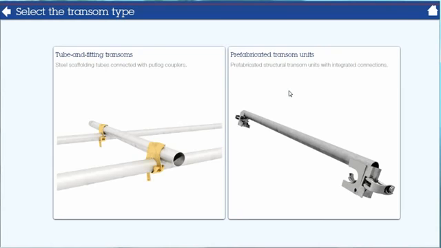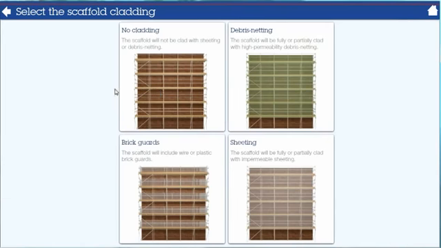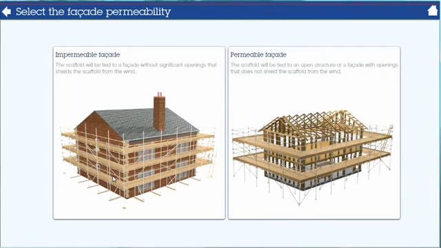Now we choose the transom type. We have options of a prefabricated transom unit or a conventional tube and fitting transom. We'll choose the tube and fitting transom. Now we choose how our scaffold is going to be clad. Is it unclad, brick guarded, debris netted or solid sheeted? We'll choose a brick guarded option.